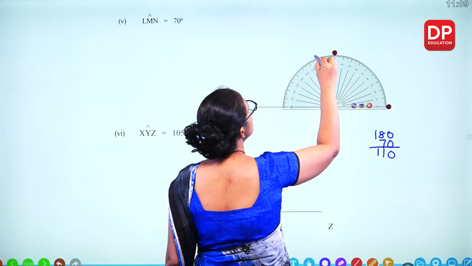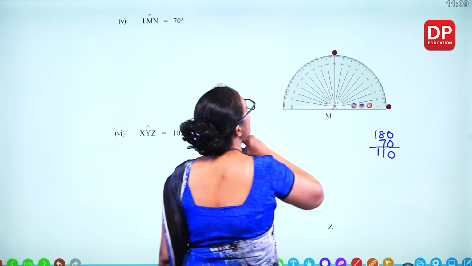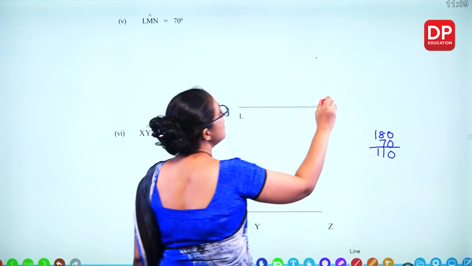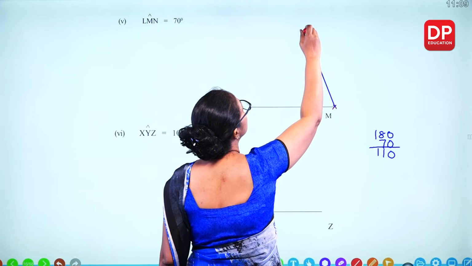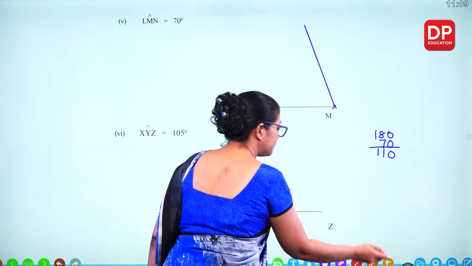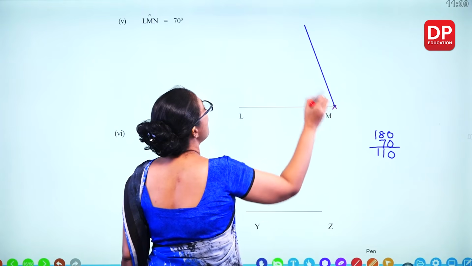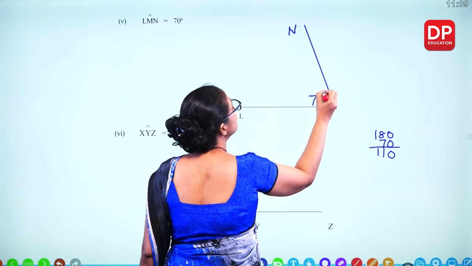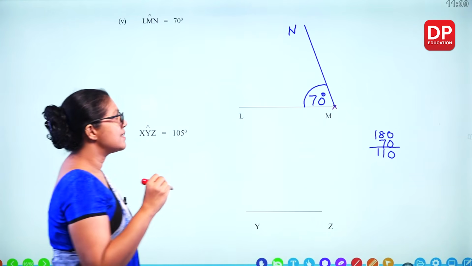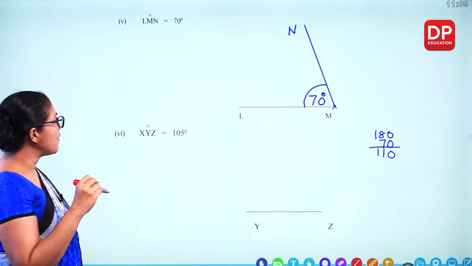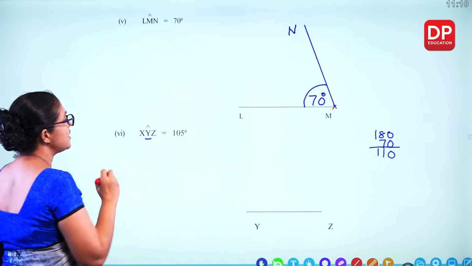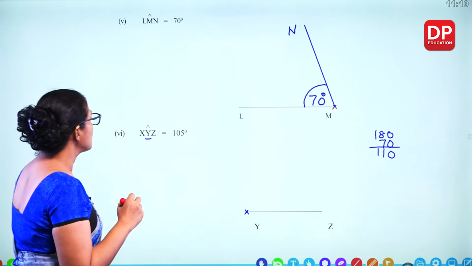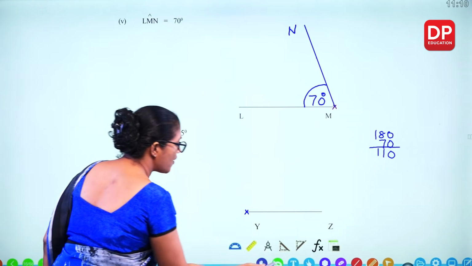110 from this way, so this angle. So this is the point. And you can take the ruler and connect it. So LMN, that's 70 degrees. This angle is 70 degrees. 105 to point Y. Y is the angle. So this is the point Y. To that one you need to mark 105.